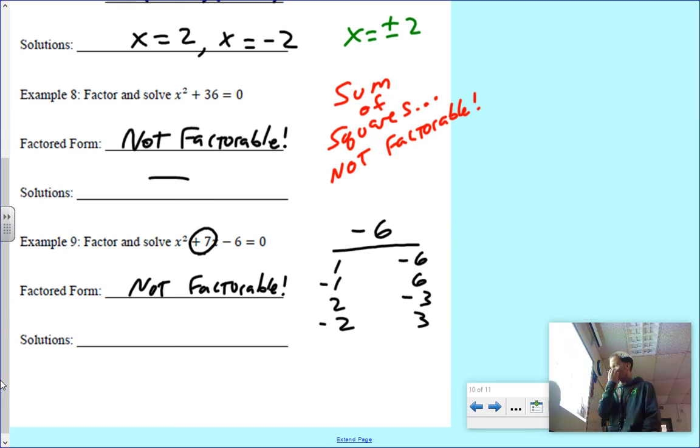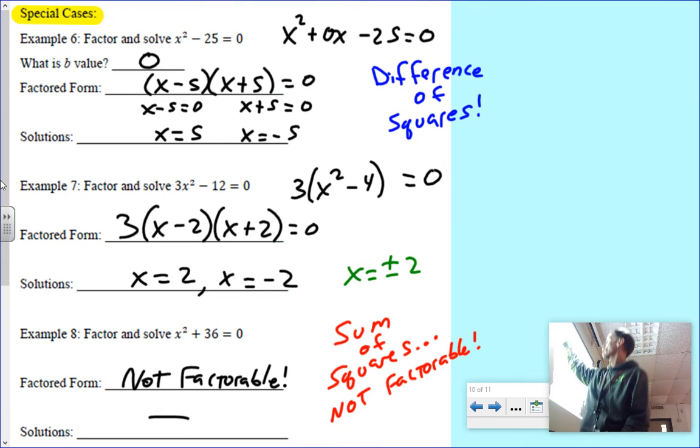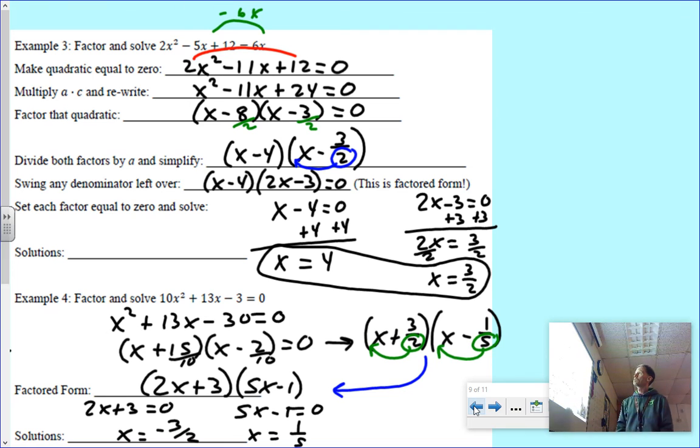Now, I'm not going to try to trick you on any assignments or tests for right now. I'm not going to give you one like this, but I want you to see that not all quadratics are factorable. There is a technique we're going to learn later on about how we can still find the solutions without factoring, but we'll get to that later. The main part of this video today is to know those special cases of the difference of squares and know how to factor a quadratic with a leading coefficient.